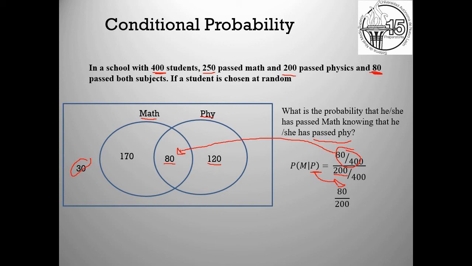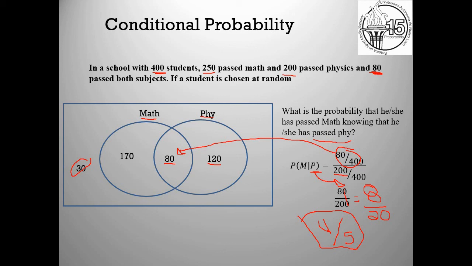If we solve it, we will have 80 out of 200. If we simplify the fraction, we will have 8 out of 20, and we can simplify it. We will have 4 out of 5, and that will be the result. 4 over 5. We can leave it as a fraction, we can write it as a decimal or as a percent.